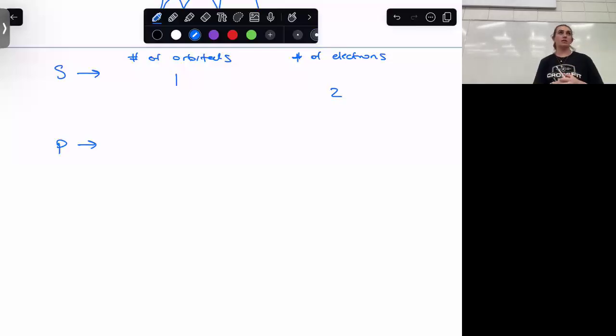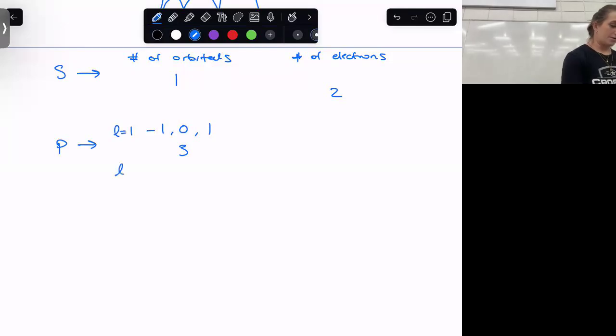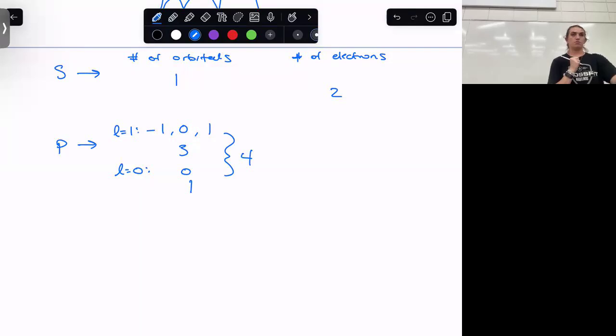When we have the p subshell, how many orbitals do we have? We have 3, right? What options do we have for p? We can have -1, 0, or 1. So this is 3. But that's when L is equal to 1. What about when L is equal to 0? Yep, and then we just have one option. So how many orbitals do we have there? 1. So we have a total of 4 orbitals in the p subshell.